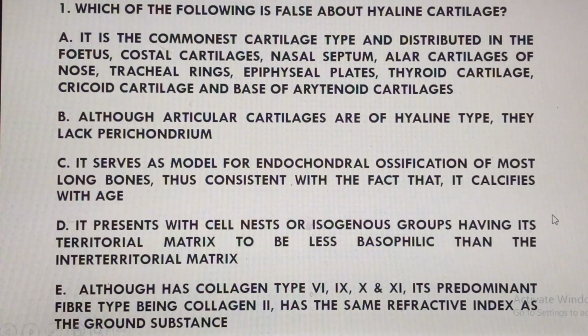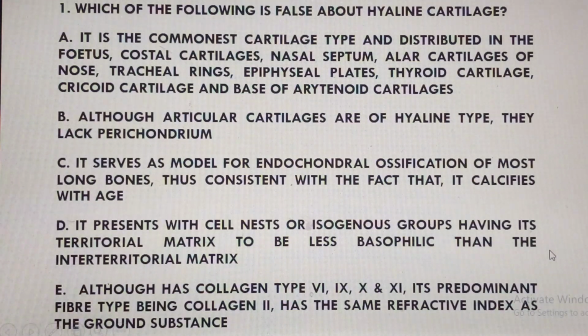Option D says it presents with cell nests or isogenous groups having a territorial matrix to be less basophilic than the interterritorial matrix. Yeah, this is also a wrong statement, and therefore one of the correct answers too. So here we have option C and of course option D, because although they will present with cell nests or isogenous groups, no problem. Hyaline cartilages characteristically have territorial matrix and interterritorial matrix. What is happening is that the territorial matrix is more basophilic than the interterritorial matrix. I will show you that. So it means that option C and of course option D are wrong statements, and for that matter they are the correct answers.